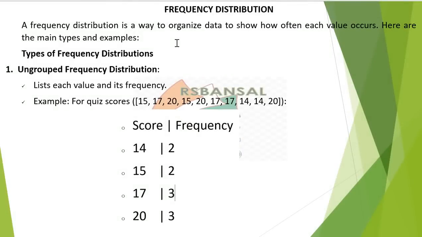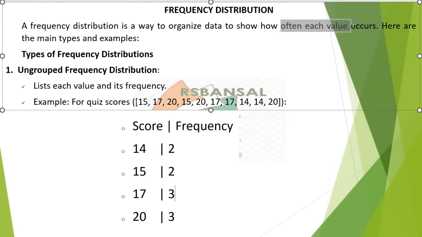Next, you have to study frequency distribution. So what is frequency distribution? Basically, it is a way to organize the data to show how often each value occurs. So here are the main types and the examples. First one is ungrouped frequency distribution.